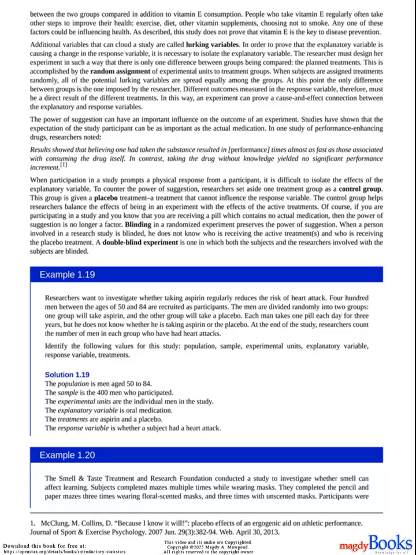When subjects are assigned treatments randomly, all of the potential lurking variables are spread equally among the groups. At this point, the only difference between groups is the one imposed by the researcher. Different outcomes measured in the response variable, therefore, must be a direct result of the different treatments. In this way, an experiment can prove a cause and effect connection between the explanatory and response variables.